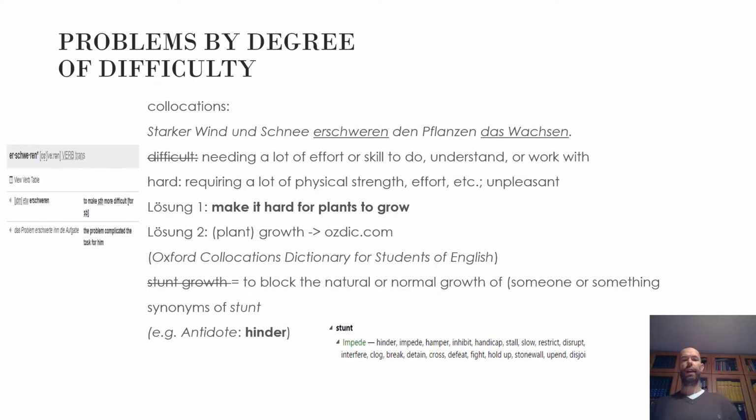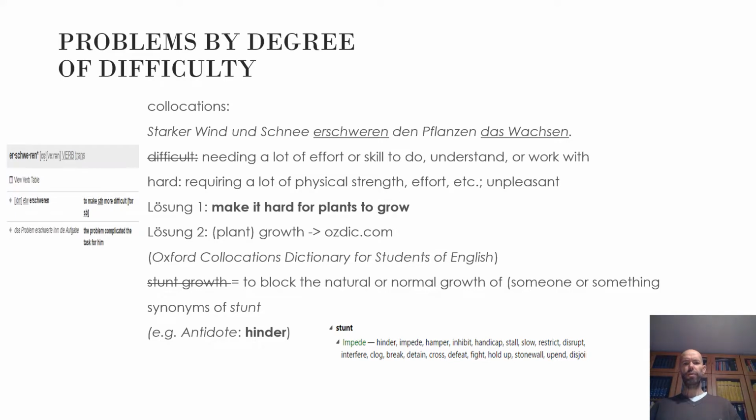Now for the collocations in this particular text. One collocation that might pose problems is "starker Wind und Schnee erschweren den Pflanzen das Wachsen." Now this has clearly been phrased for children, because normally, of course, in German we would say "Wachstum", and this is also what we could base our translation on, or we could go for something simpler.